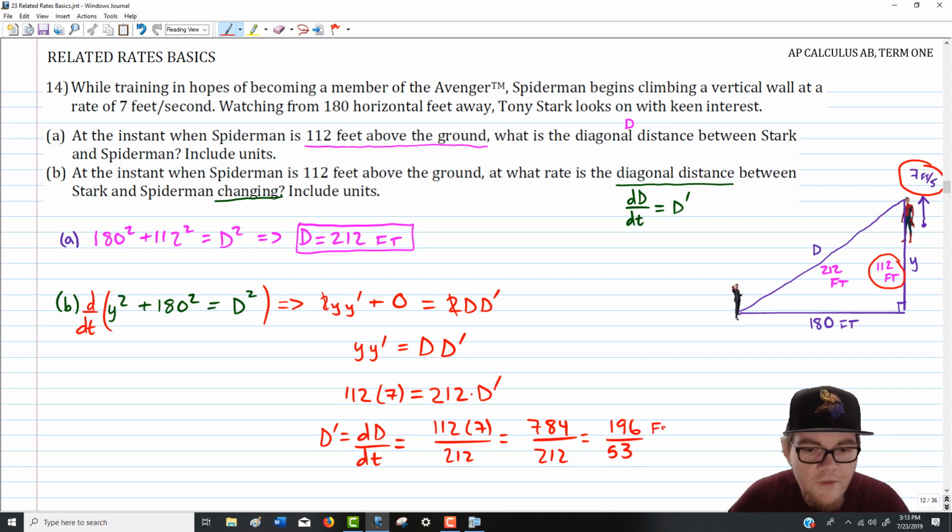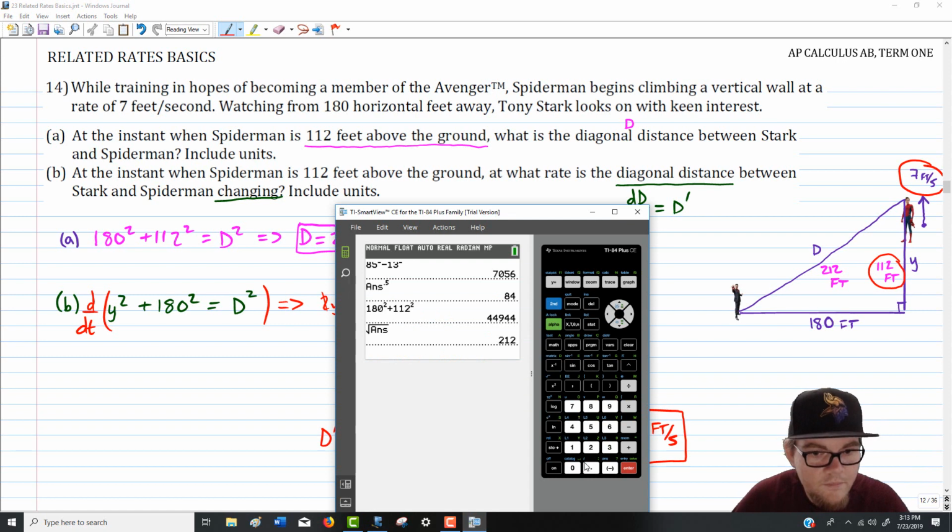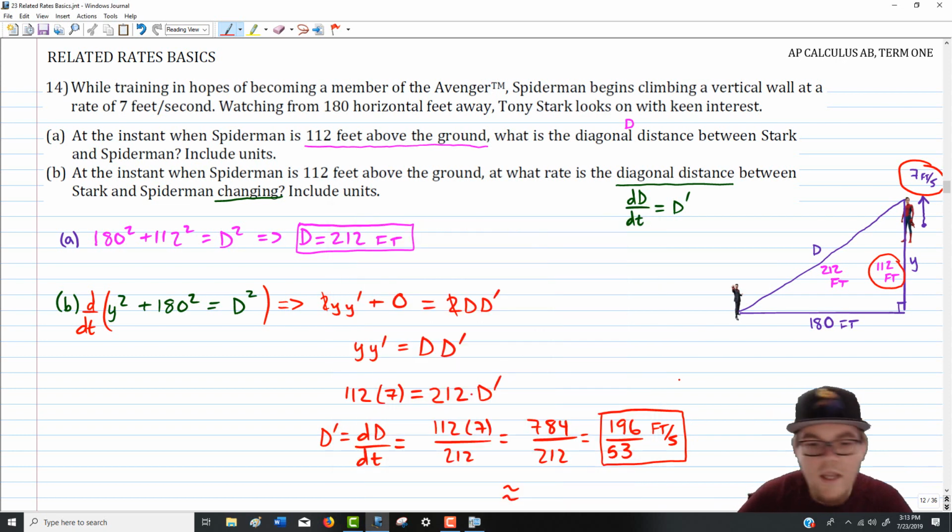As far as units, we've got feet per second. You can tell that based on everything that's measured up there. I will point out that oftentimes on these, a rounded or approximate answer is great, as long as it's accurate to the appropriate number of decimal places. If we do 196 divided by 53, we do in fact get 3.698.